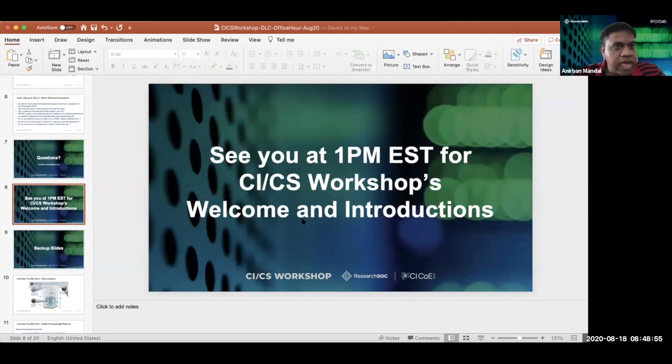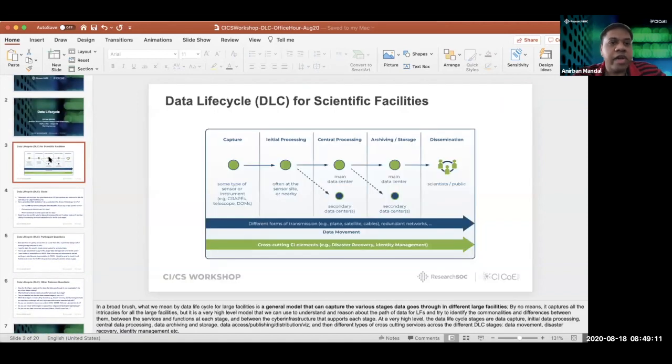So I see someone joined in, Steve Barnett. Hi, sorry, I think we kind of wrapped up our session, but I'm happy to talk to you if you have any questions, and I can talk some more if need be. I do have what we call a data life cycle for scientific facilities diagram here. If you have any specific questions, please let me know, and we can take it from there.